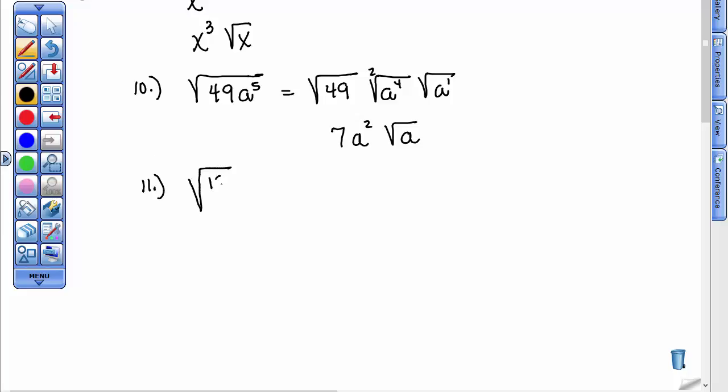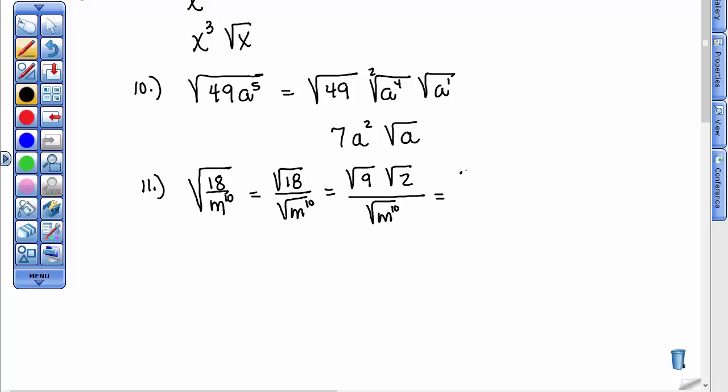Next question. Square root of 18 over m to the 10th power. The m to the 10th is nice, but the square root of 18 has got to be reduced. I've got to think of it as 9 times 2. And now let's go ahead and pull everything out that we can. So the square root of 9 is the number 3. The square root of m to the 10th, that's supposed to be a 2 here as the index, 10 divided by 2 is 5, and I'm done.